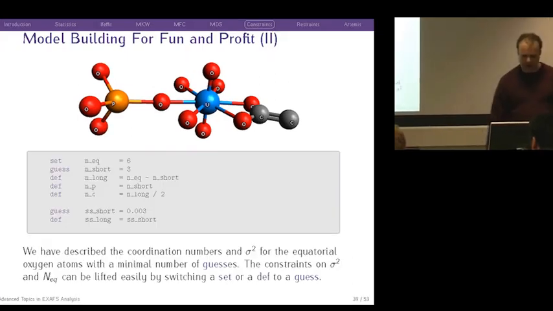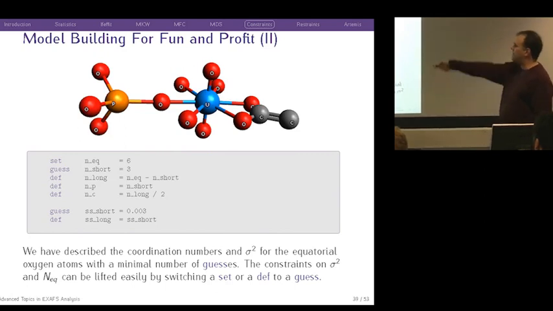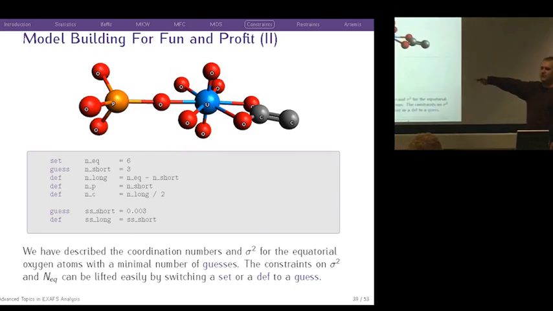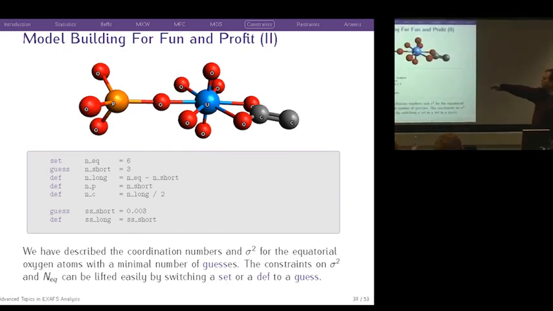We set n equatorial to be 6, so I'm asserting that there are 6. Then I define these other interesting parameters to be functionally dependent upon n short in the way I described on the last page. And then later on in the path parameters where we evaluate the XAFS equation, we use these as the coordination numbers in the determination of each of those paths.